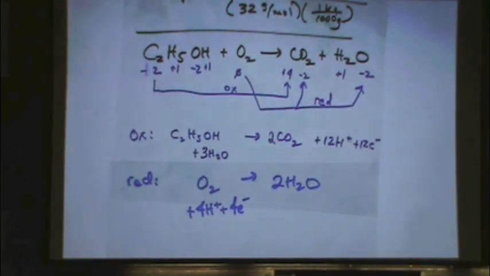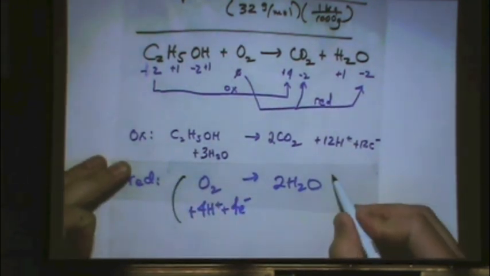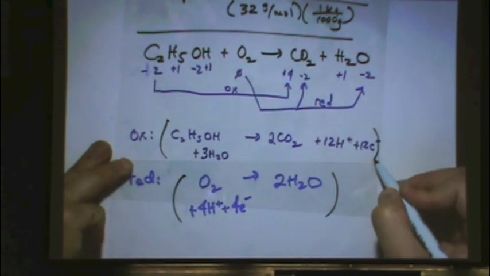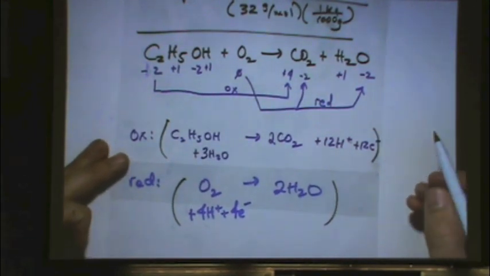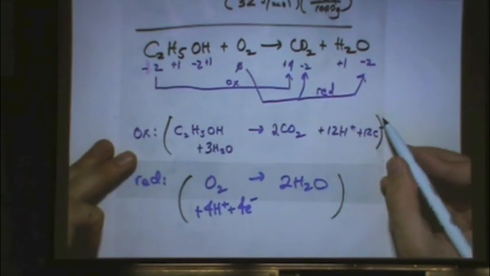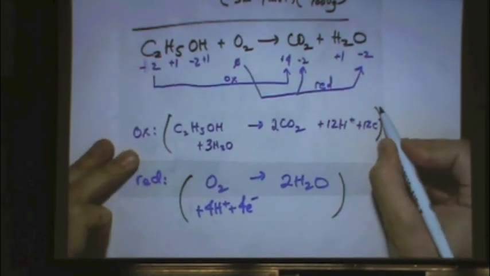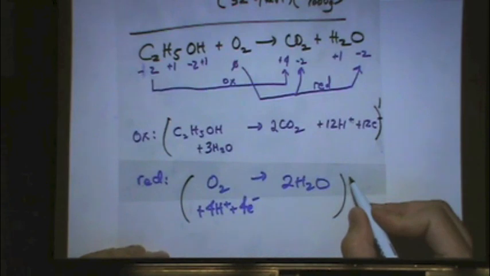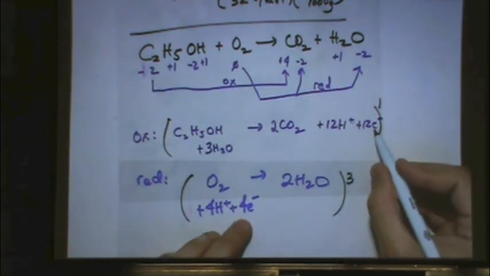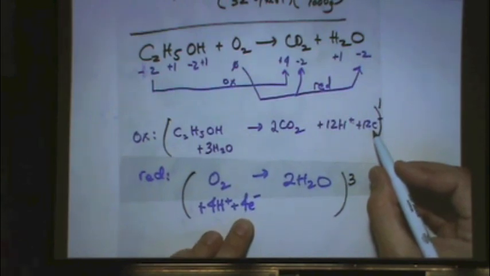I'll pause again for a moment. Any questions before I continue? Questions? This is the time to ask. What am I going to multiply the top and bottom reaction by? 1 and 3, because I want the electrons to cancel. They're my intermediate, and I want 12 on each side.